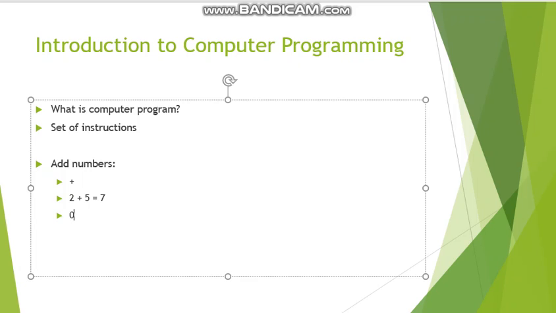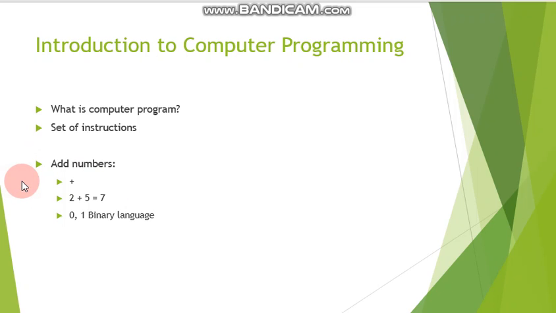Why? Because the computer uses just two numbers, and this language is known as binary language. It has no concern with all the other numbers you have, like 0, 1, 2, 3, 4, 5, 6, 7, 8, 9, 10. It does not know anything. You have to program it. You have to instruct it in its own language.